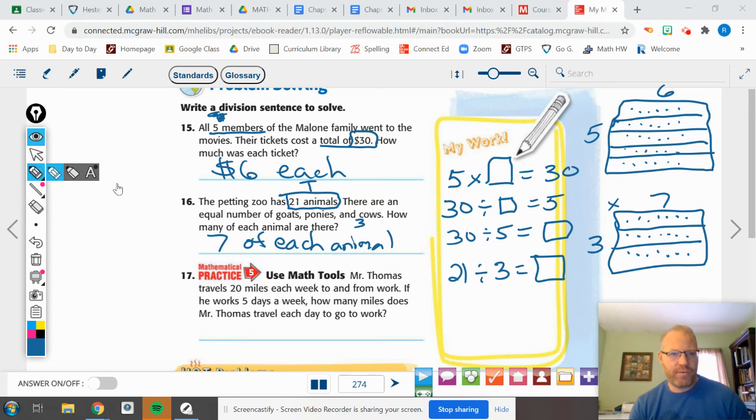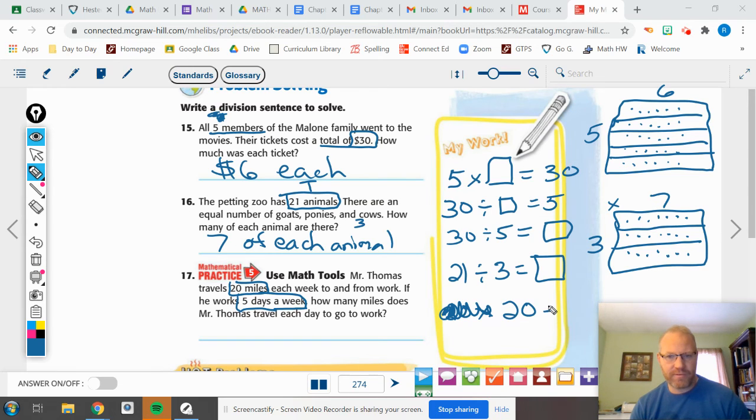That brings us to the last one on this part. Mr. Thomas travels 20 miles each week to and from work. If he works 5 days a week, how many miles does he travel total? So they're saying 20 times, nope, going backwards, 20 each week to and from work. That's the total.